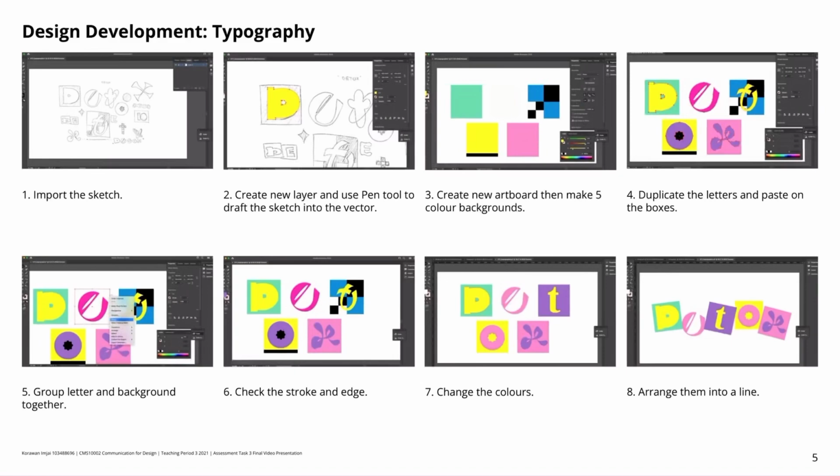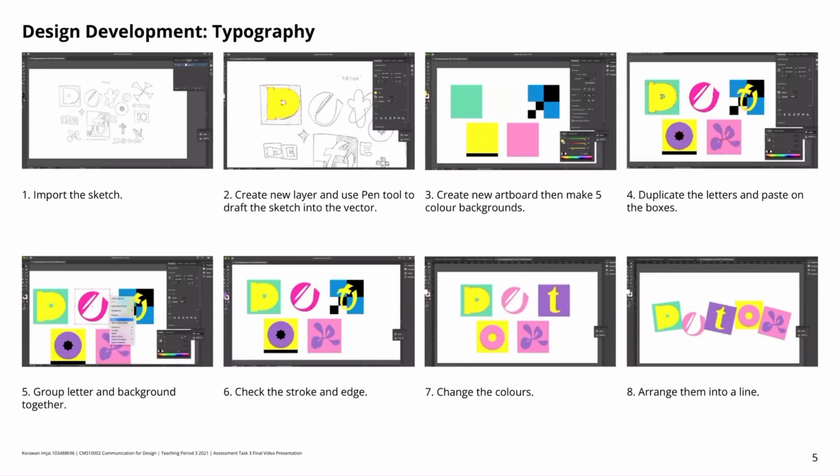Design development for typography. At the first stage, I import the sketch to Adobe Illustrator and then dim it to 50% to be easy to draft. Then, I create a new layer and start to draft each letter using the Pen tool. After I finish all of the letters, I create a square shape background with colors filled inside.